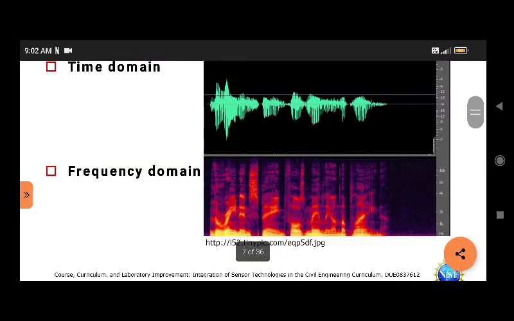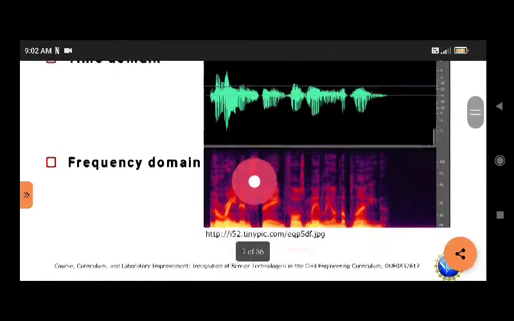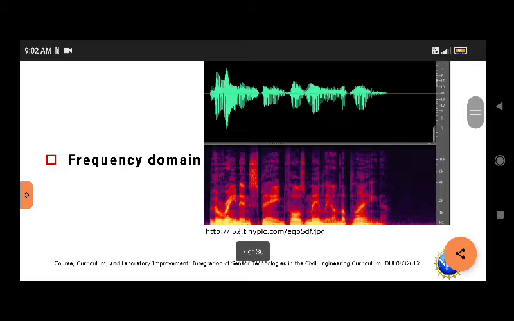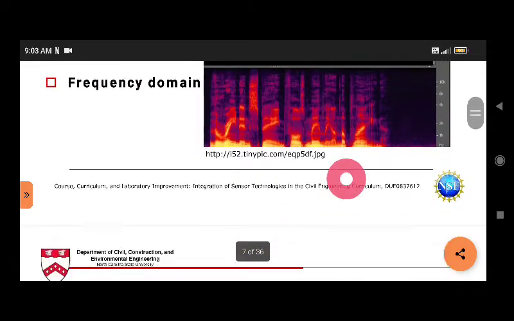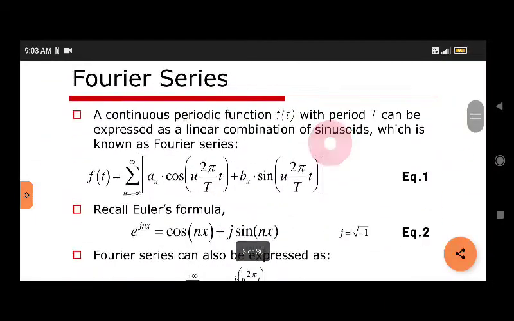We can analyze the whole spectrum, and if you closely observe, the amplitude is high where the reddish portion is. Okay, so in the frequency domain we can analyze all the frequencies contained in the signal, and in the time domain we cannot. So that's why we convert the time domain signal into the frequency domain by using the Fourier transform.